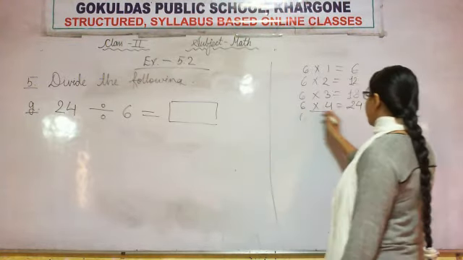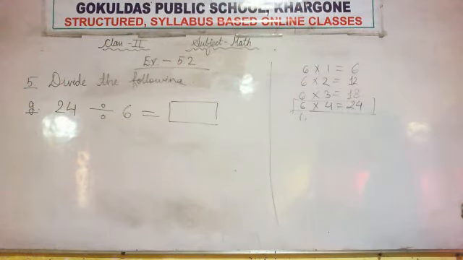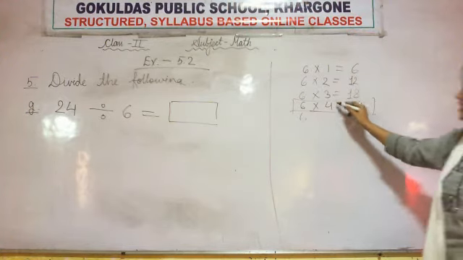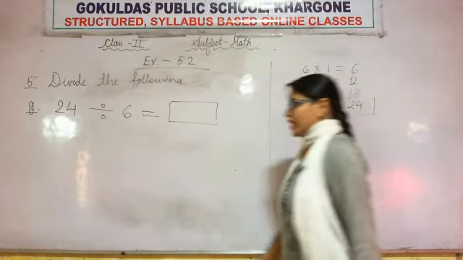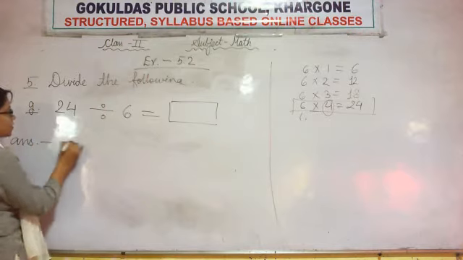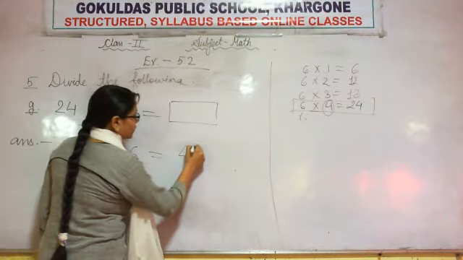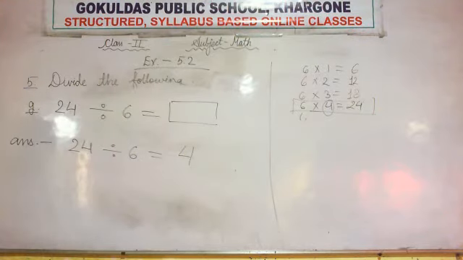Yeah, we need the number 24 and we got 24. 6 multiplied by 4 is 24. So 24 divided by 6 is 4. So the answer is 4. 24 divided by 6 is equal to 4. This is how division and multiplication are related. So 24 divided by 6 is 4.